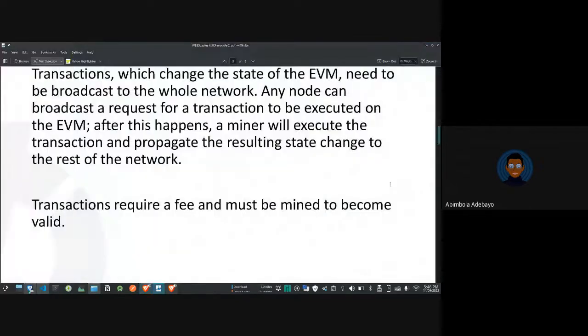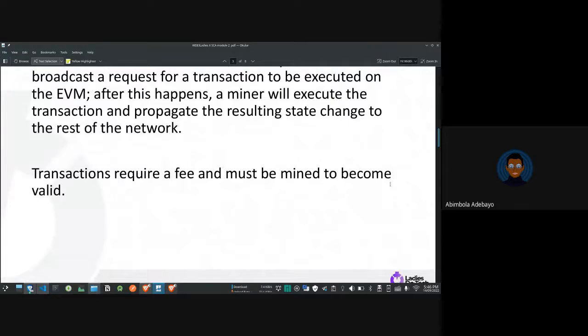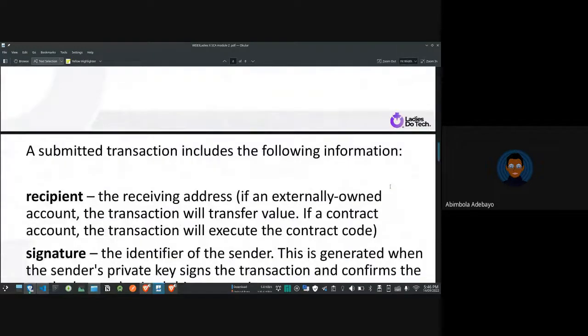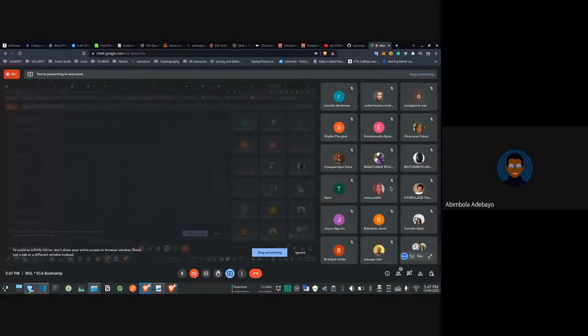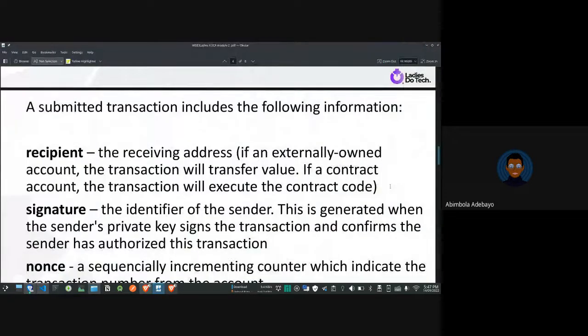All right. So transactions require a fee and must be mined to become valid. A submitted transaction includes the following information. For every transaction submitted, there must be a recipient, that is the targeted address. If it is a transaction to transfer money, let's say I'm transferring from Judith to Uchechukwu, Matilda. The recipient in this case, let's say the person sending the money is Fatima.